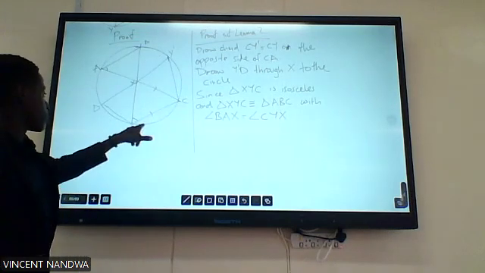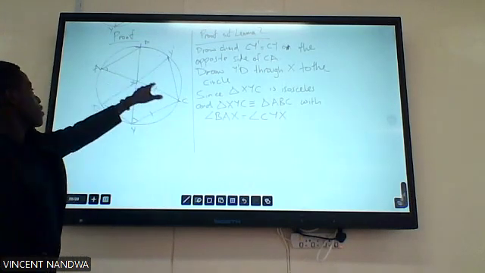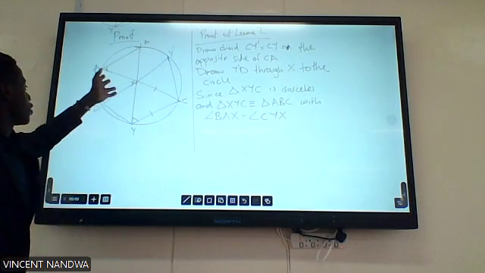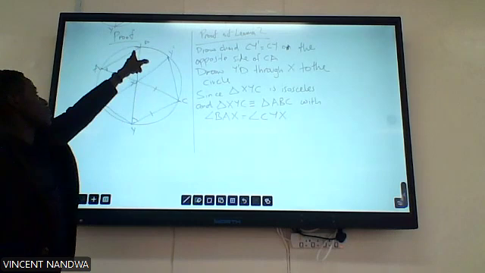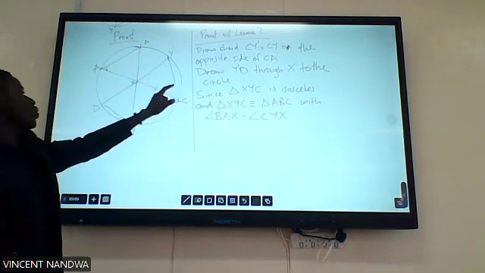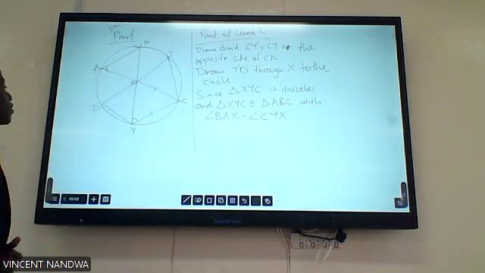Chord BC subtends this angle, and chord BC subtends that angle. I don't need to mention it; you can easily see that. And you can also see chord AY subtends this angle, which is equal to this. And so it remains that the two triangles are congruent, ABX and CYX.